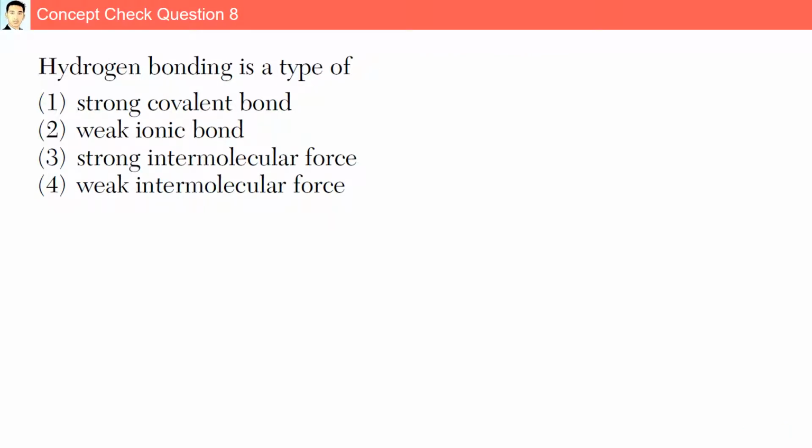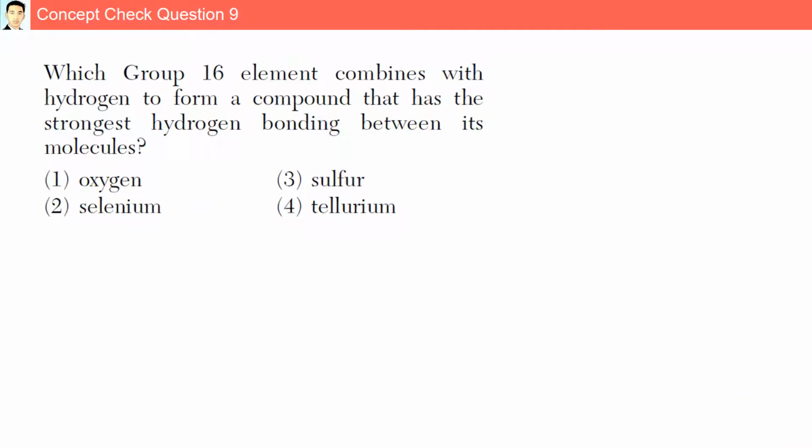Question 8. Hydrogen bonding is a type of strong intermolecular force. Question 9. Which group 16 element combines with hydrogen to form a compound that has the strongest hydrogen bond between its molecules? Oxygen. Oxygen is one of the fun molecules, FON, fluorine, oxygen, and nitrogen, and it engages in hydrogen bonding.